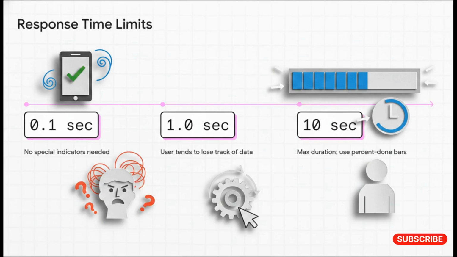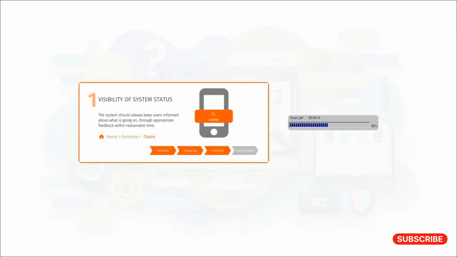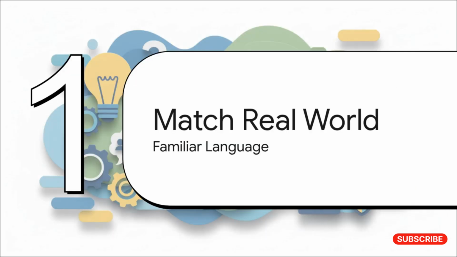For literally any delay longer than that, designers are absolutely required to use percent-done progress bars just to keep the user anchored. This is exactly why things like step wizards, loading spinners, and those percentage progress bars are so absolutely crucial. They actively map out the system status for us. They essentially whisper to the user, hey, don't worry, I'm working on it, and here is exactly where we are in the process. All right, next up is Principle 2, matching the real world.